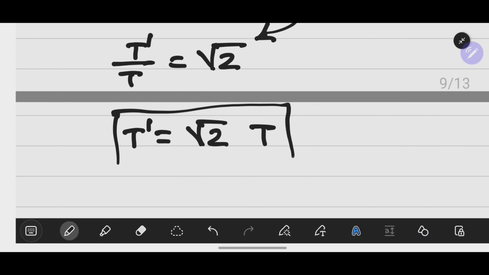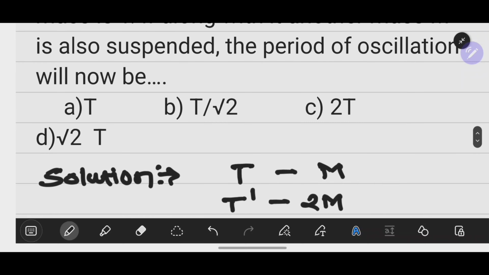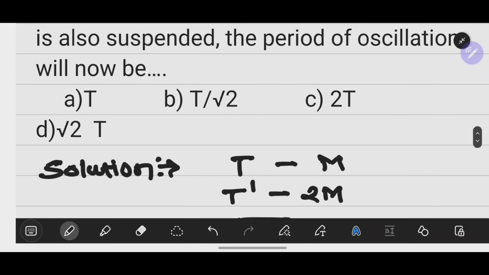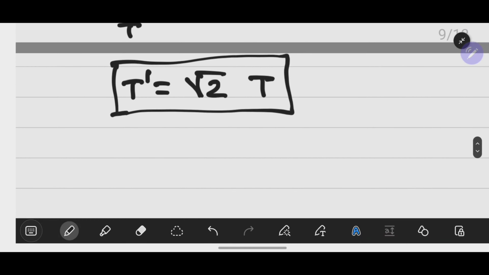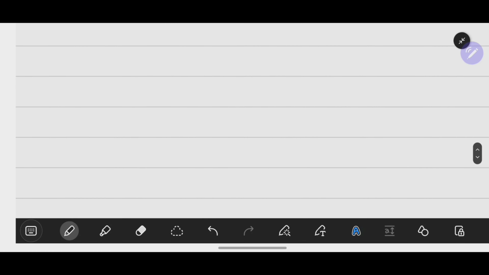This is the relation between these two that we got, and which option is correct we decide by knowing all that. Here it is option D, which is correct. Option D, square root of 2 into t. Okay, let us get the knowledge about the next MCQ.